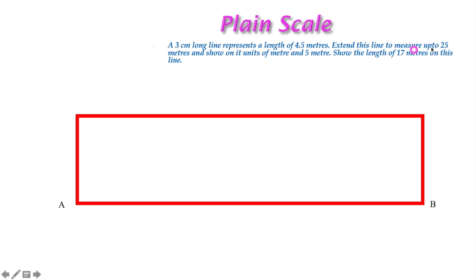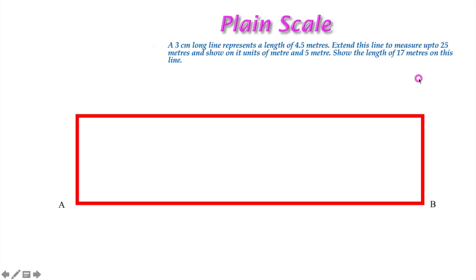Now extend this line to measure up to 25 meters. So similarly, we have to draw a scale so that we can measure up to 25 meters. Definitely it is greater than 3 centimeters, because 3 centimeters is equal to 4.5 meters, but we have to draw up to 25 meters. So we have to extend this 3 centimeter line. How much depends on this dimension. And we also have to show a distance of 17 meters on it.